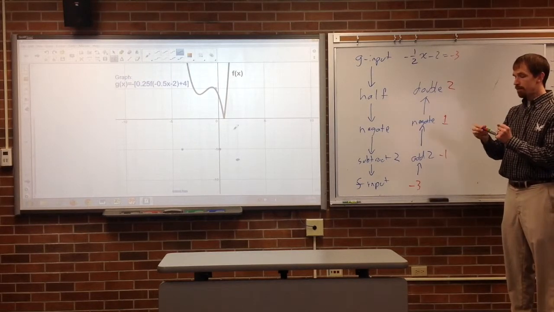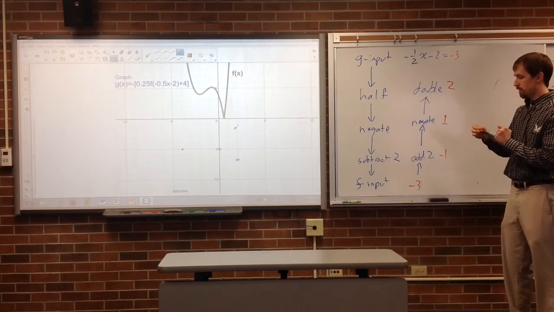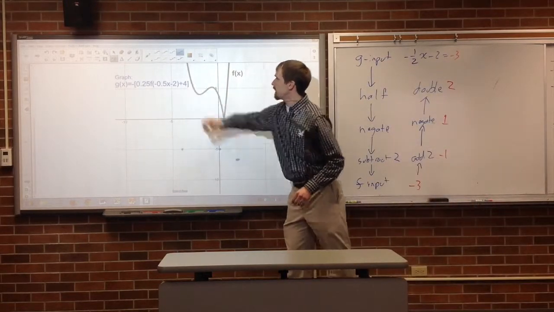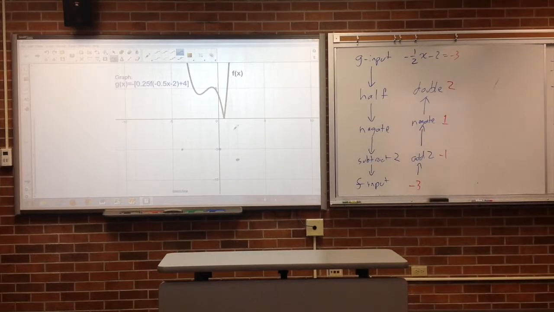We're now ready to graph this using transformations. So let's start with that point that we just had, -3, 7. I'm going to first adjust it horizontally. I need to add 2 to it, then I need to negate it, which puts it over here, and then finally the x value gets doubled. So now I'm out here at 2.